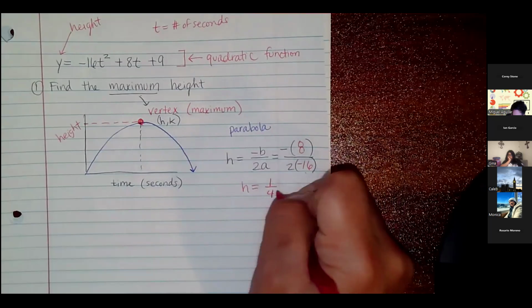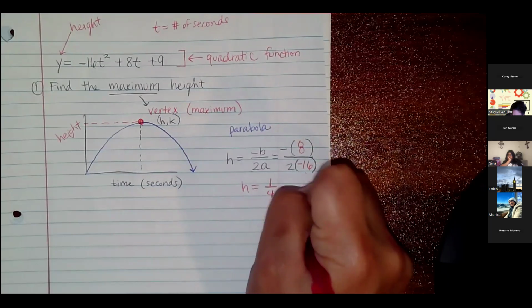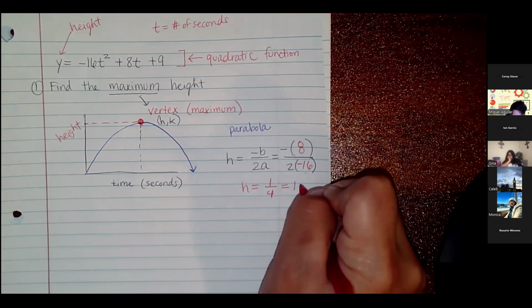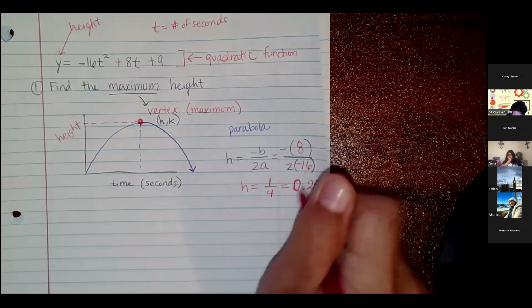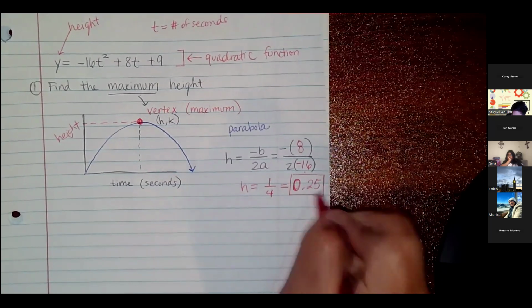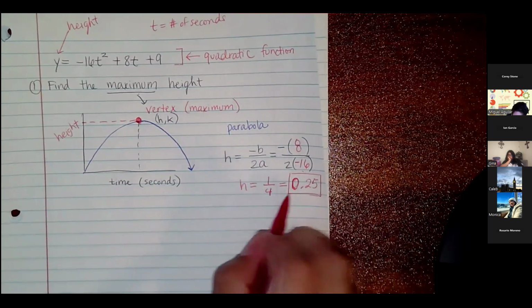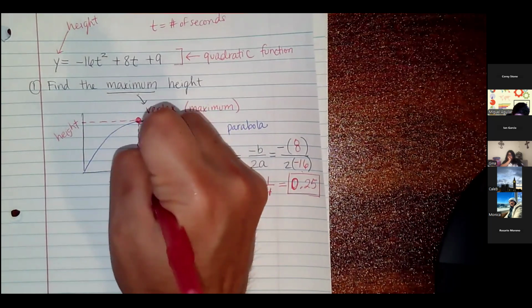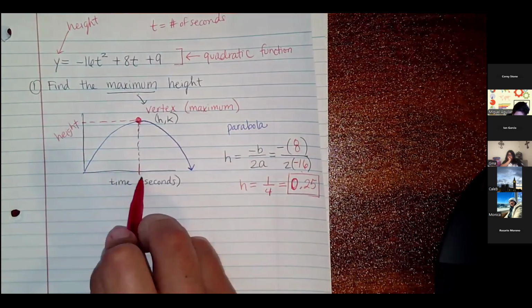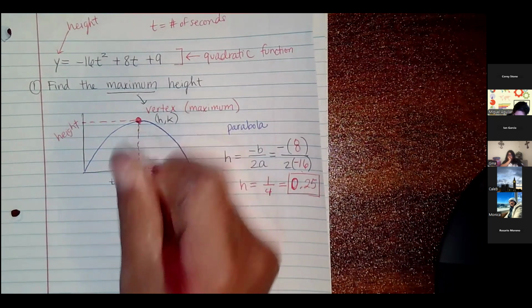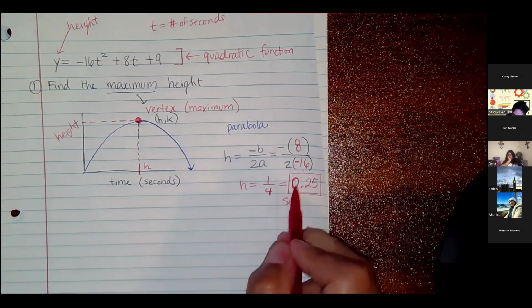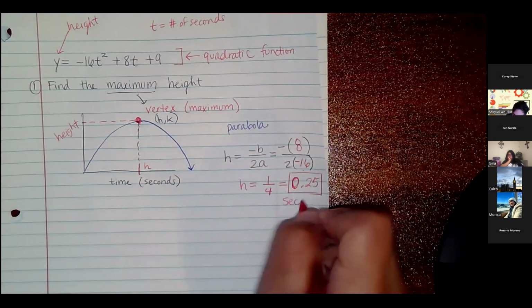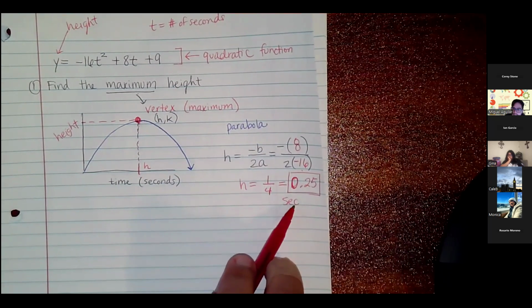Remember, this is 1 divided by 4, which is the same thing as 0.25, if you put that as a decimal. So that'd be fine, because this h is really the time here in seconds. So it takes 0.25 seconds to reach its maximum height.